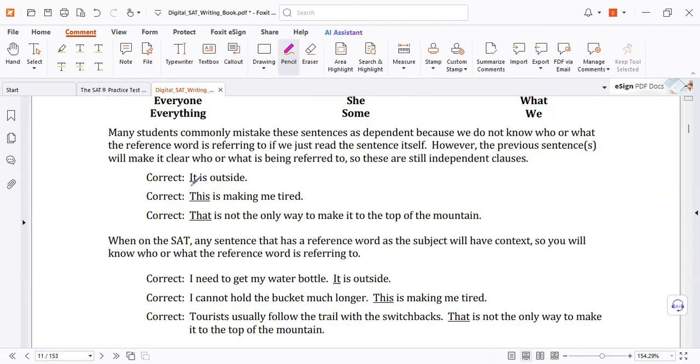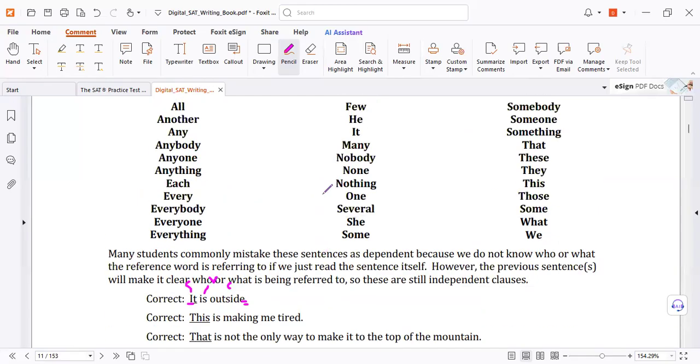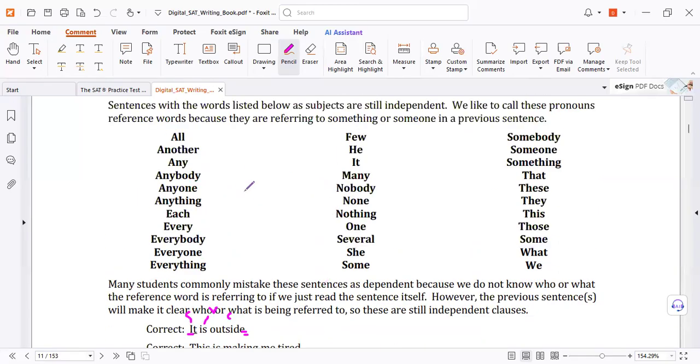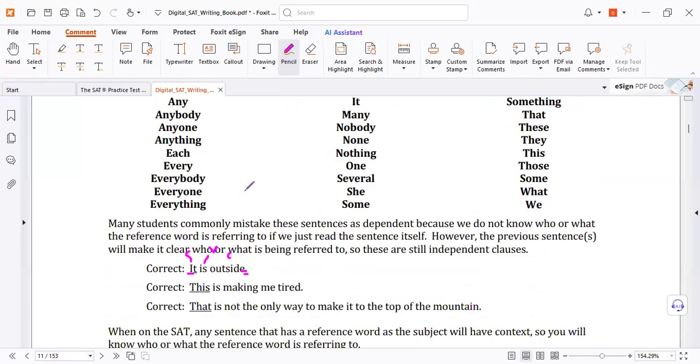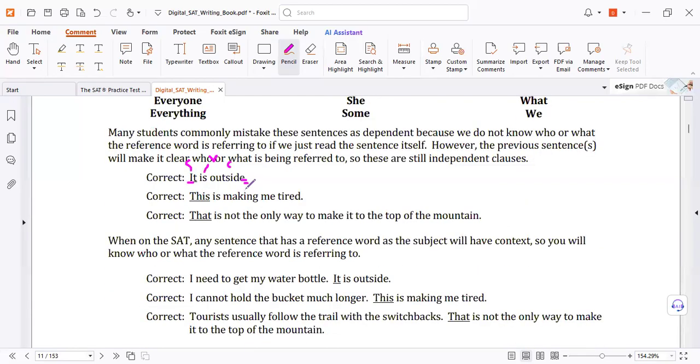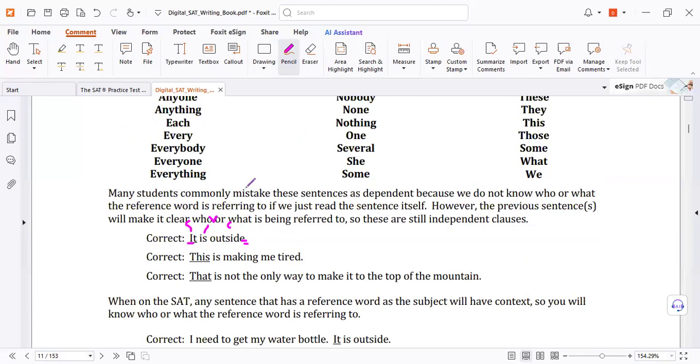For example, it is outside. Here, it is the subject, is is the verb, and then the complement: a simple sentence. This subject, that subject. So the subject can be a pronoun. The subject must be a noun or pronoun only, nothing else. Now, what is a verb?